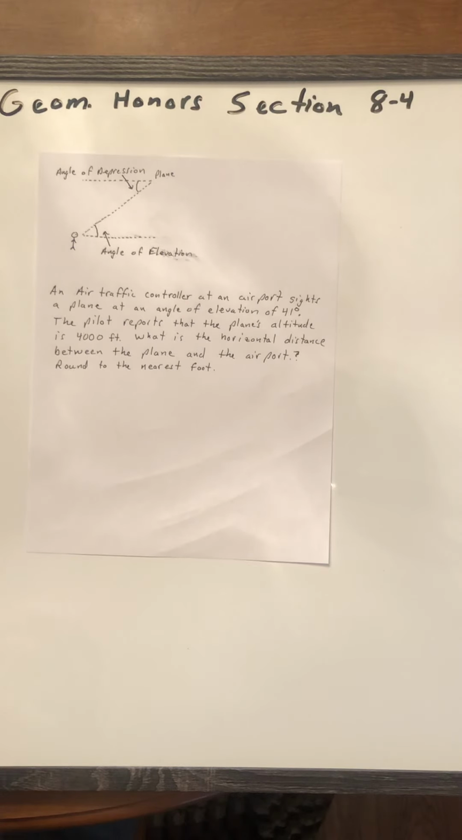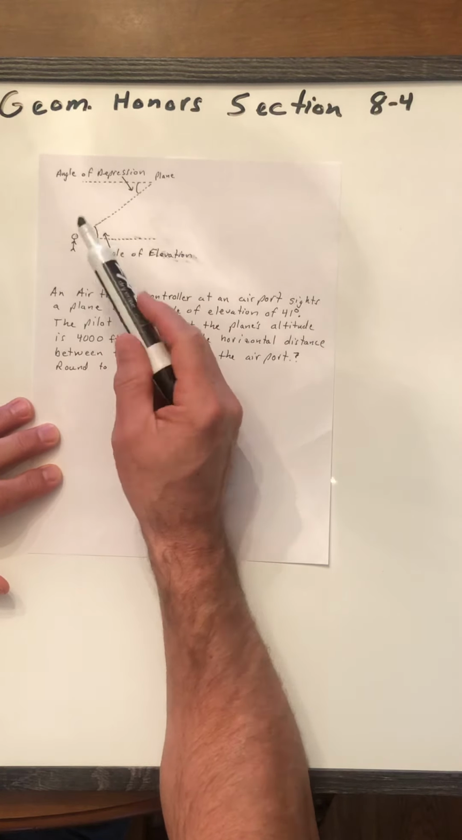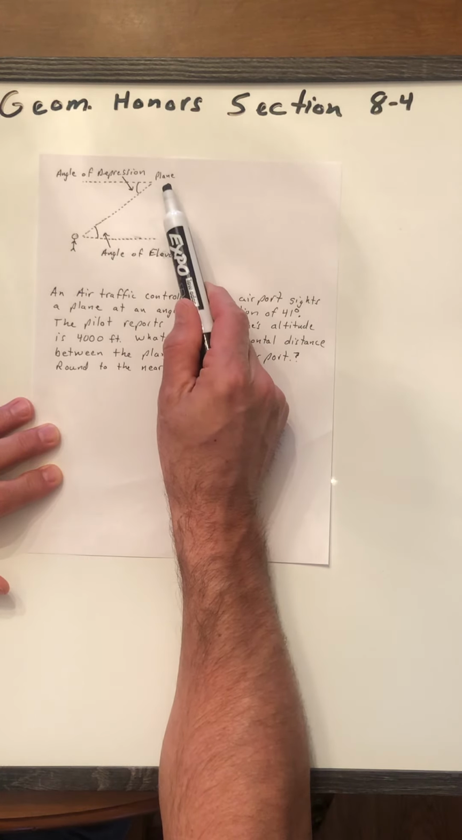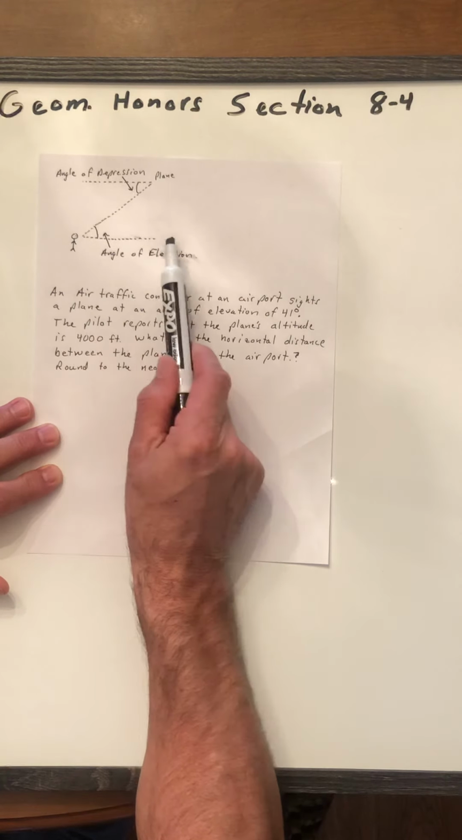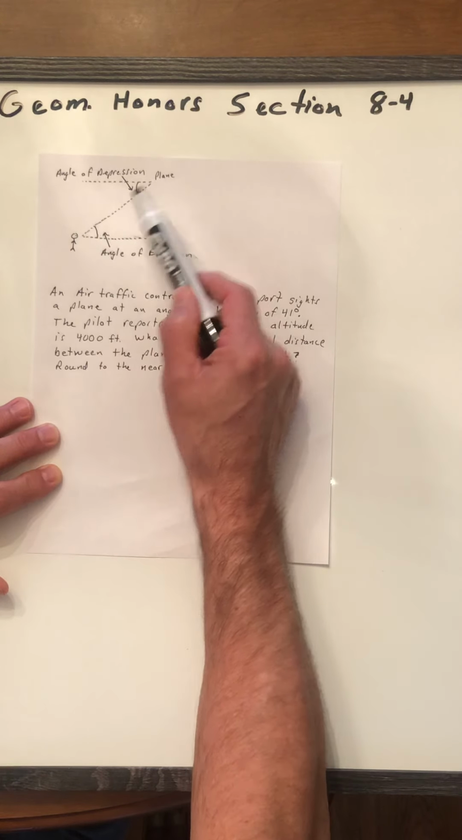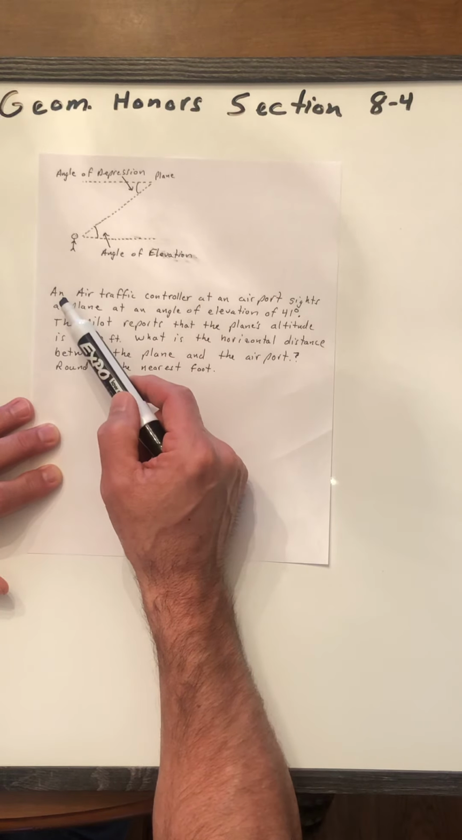In this video, we are dealing with section 8-4, where we are talking about the angle of elevation and the angle of depression. Up here you can see the little stick person. When you are down on the ground looking up at the plane, the person looking straight out is the horizontal, and then the line of sight, the person looking up at the plane, forms an angle of elevation.